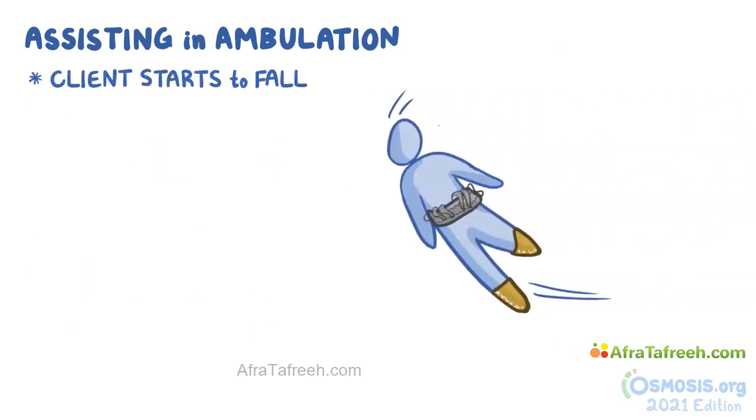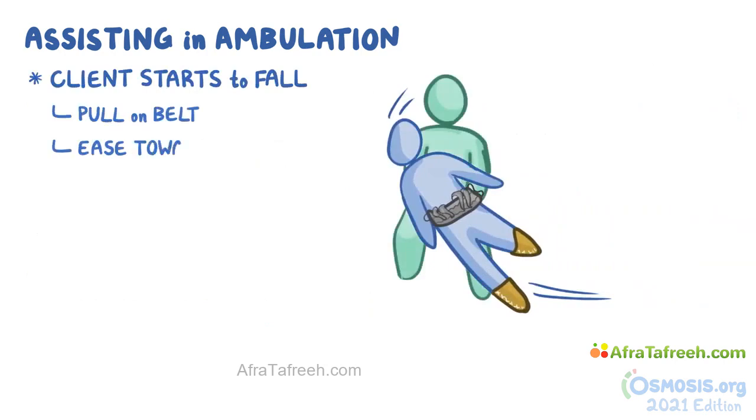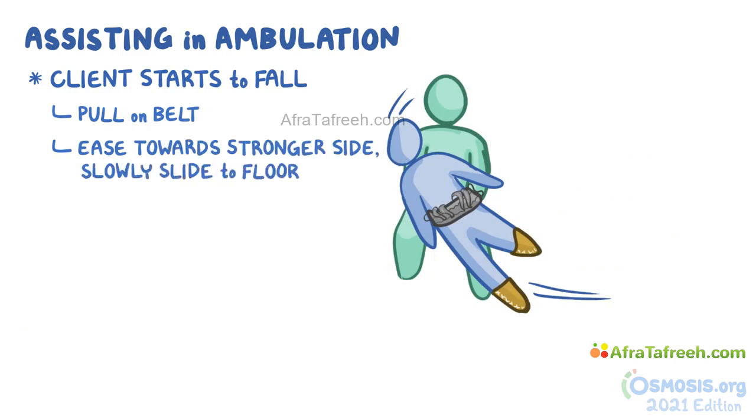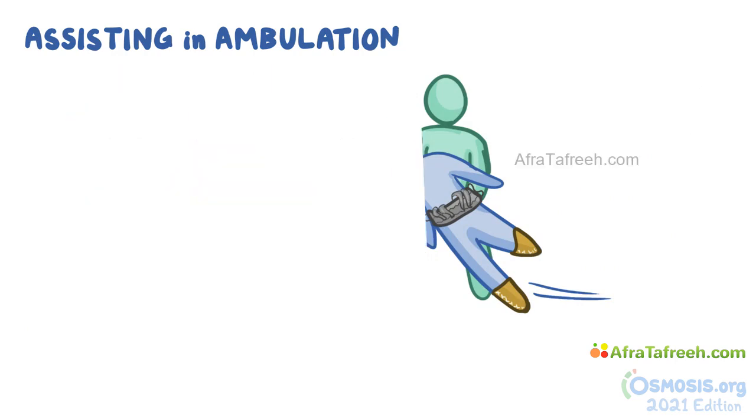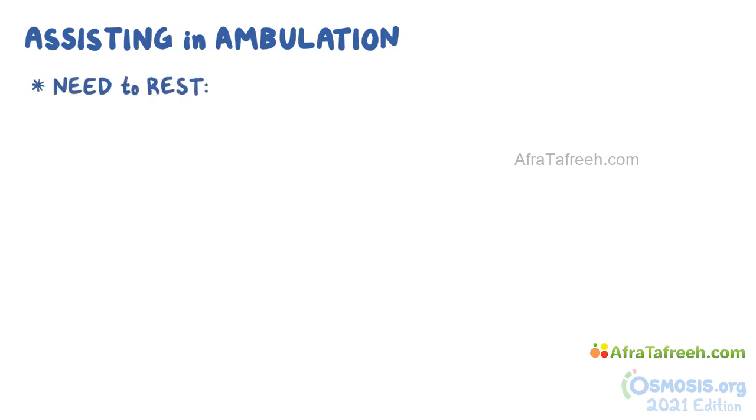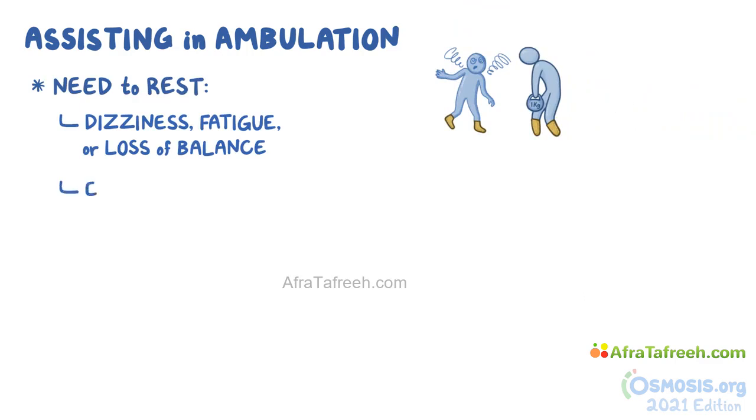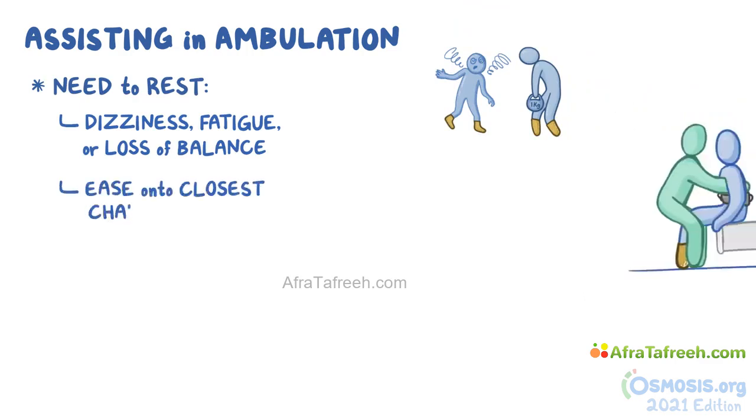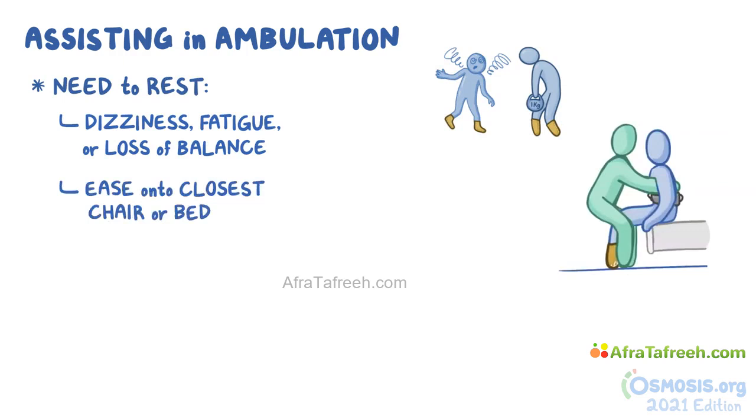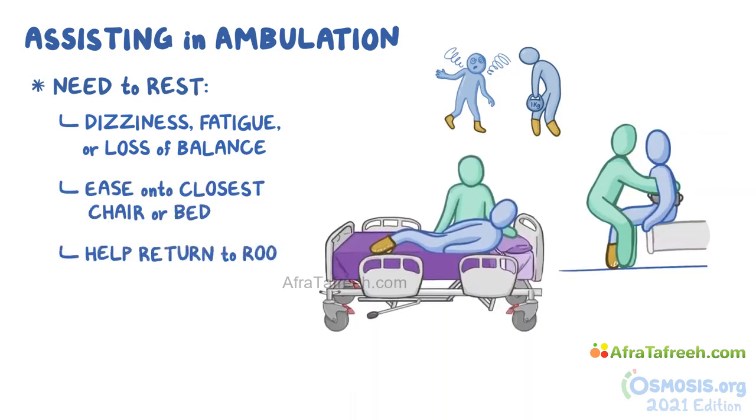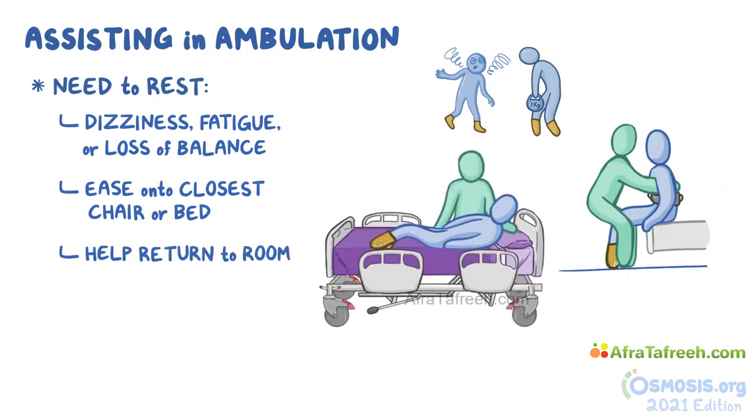If they start to fall, pull on the belt and ease them toward the stronger side, letting them slowly slide to the floor. Having them fall towards the stronger side will reduce the severity of injury. Check frequently to see if they need to rest. If they experience dizziness, fatigue, or loss of balance, ease them onto the closest available chair or bed. Once ambulation is over, help them return to their room and their own bed or seat.